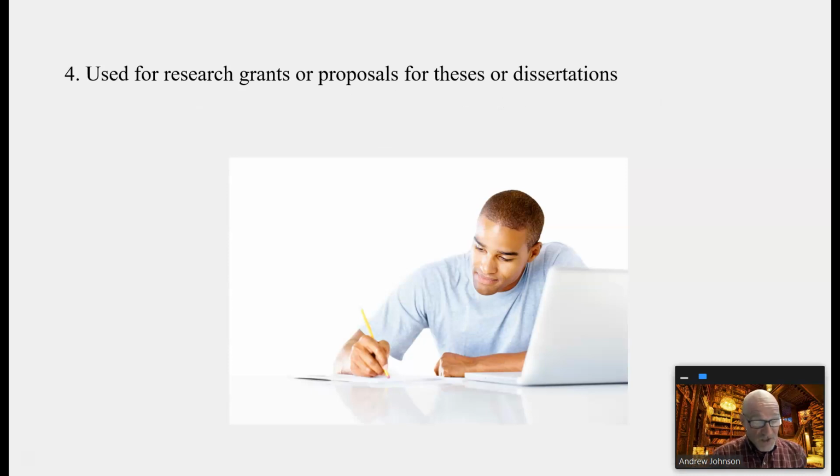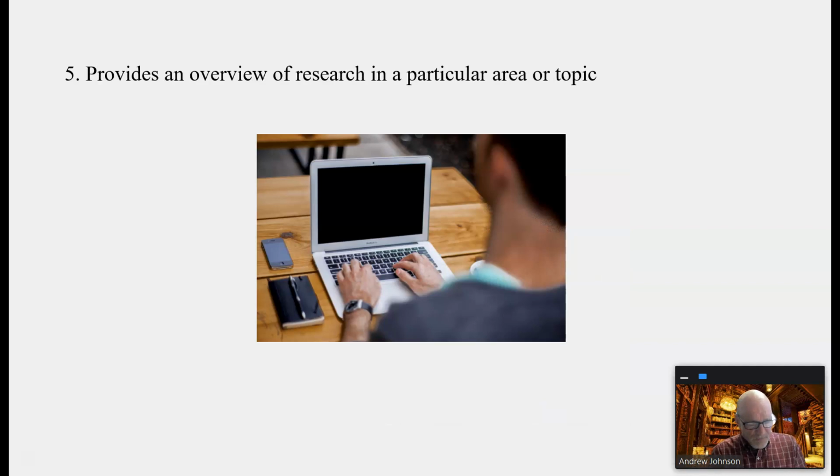Annotated bibliographies are often used for grants or proposals for theses or dissertations or other sorts of things. It provides a general view of the literature that you've seen, and it provides an overview of the research in a particular topic. If you read a lot, you sometimes forget the salient details, and it organizes this in one place.